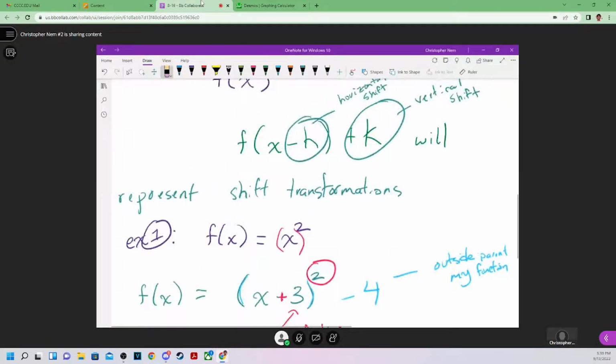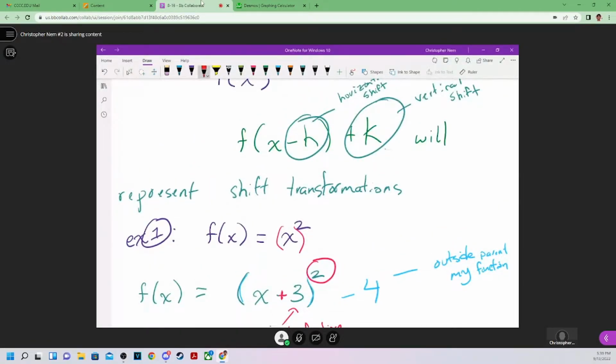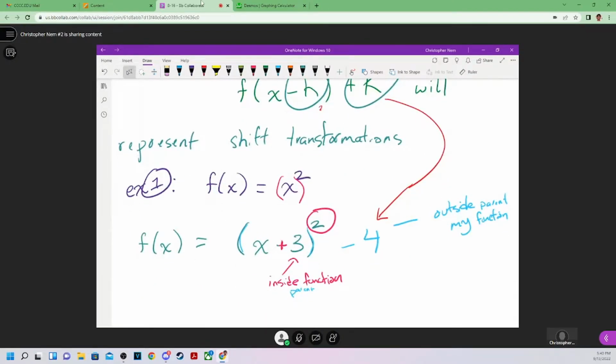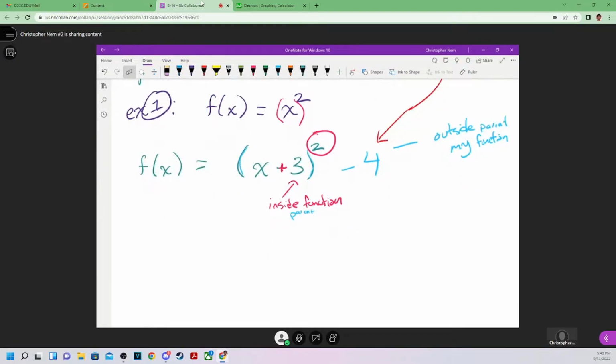And now if we go back to our definition over here, the k is outside my function, so it's going to be a vertical shift. The h is my horizontal transformation, so it's going to be inside my function, which is going to be a horizontal shift. Because this is negative 4, we have to take the negative type of vertical transformation, which represents down 4, or it's going to shift downwards 4 vertically.